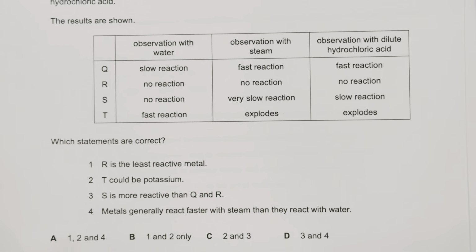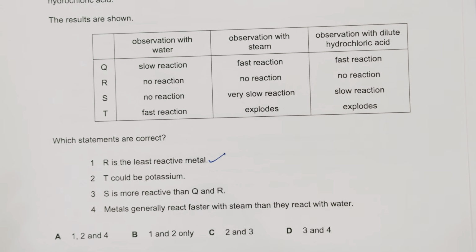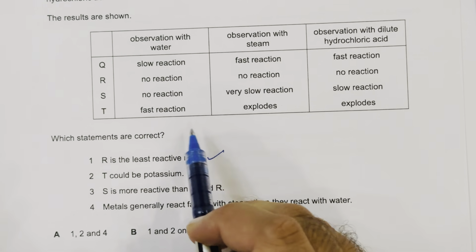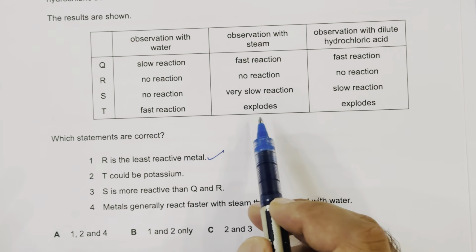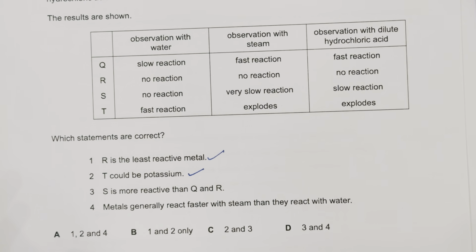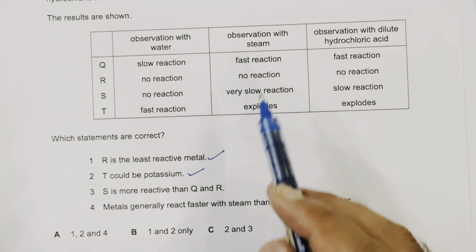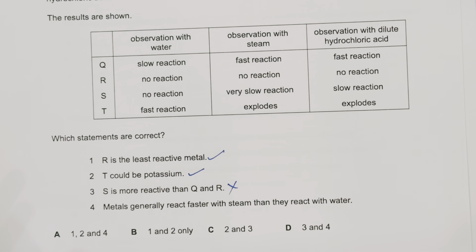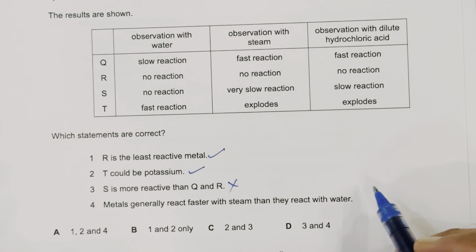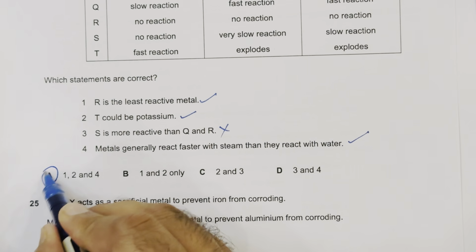Okay, we need to identify that R is the least reactive element because R shows no reaction, so this is the right option. T could be potassium, so T gives a fast reaction, it explodes, so this is also right. S is more reactive than Q and R? S gives no reaction and is very slow? No, it is giving a fast reaction, so it is not slow compared to Q and R. Reading option number 4, metals generally react faster with steam than they react with water. Yes, this is the right option. So options 1, 2 and 4 are the correct options. Option A is the right answer.